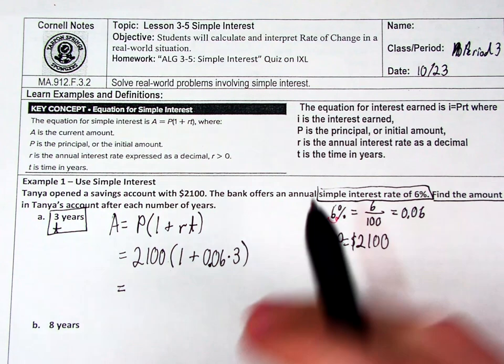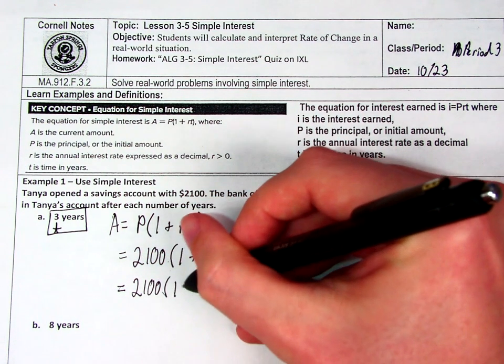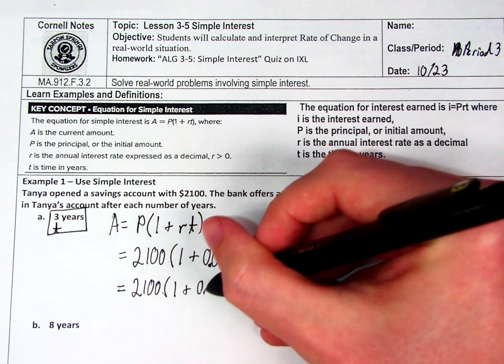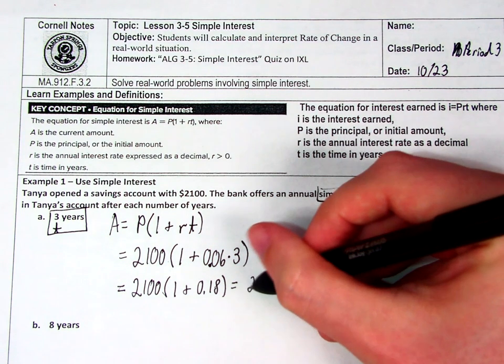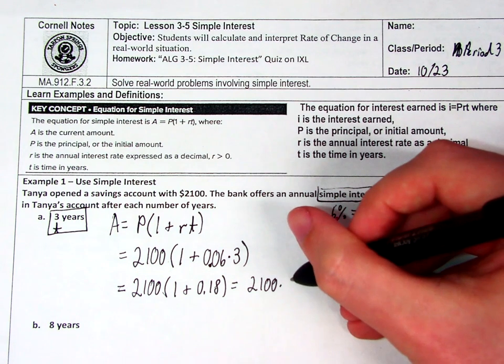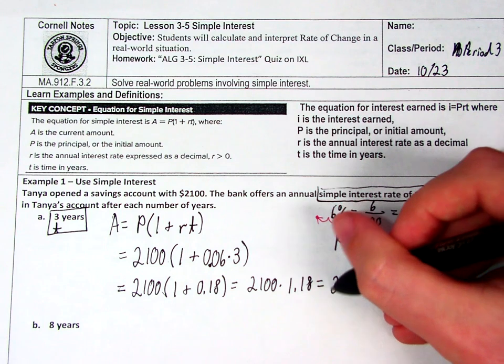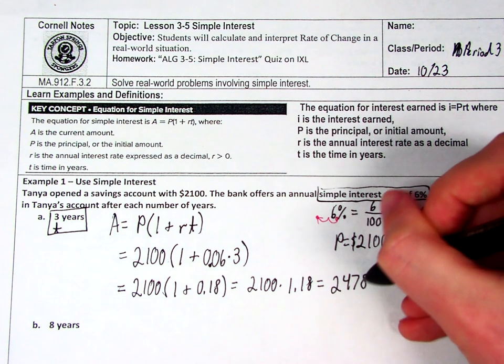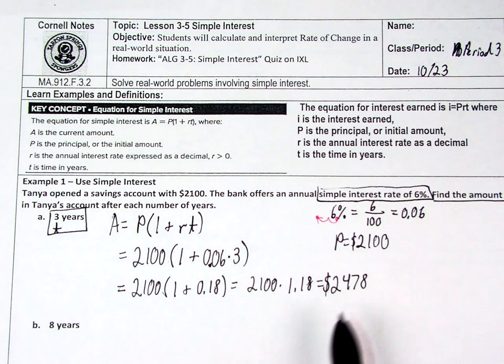We went ahead and did this calculation. We did 2,100 times 1 plus 0.18, which was 2,100 times 1.18, which in a calculator was 2,478. So after 3 years, Tanya would have $2,478 in her account.